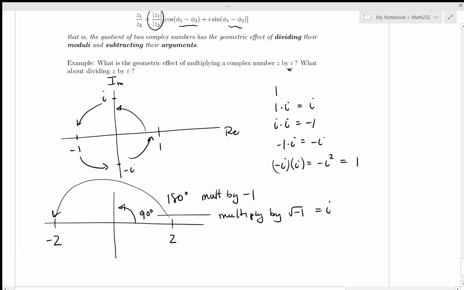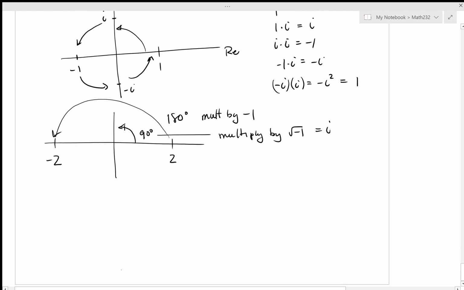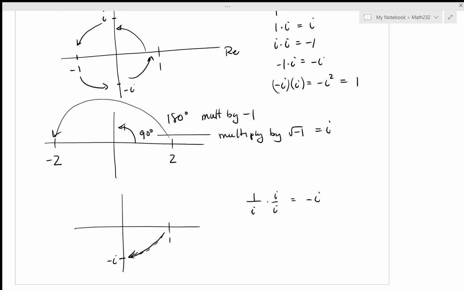If you divide by i, what happens? Let's just try it out. We start here with 1, and we ask what is 1 divided by i. To figure that out, we multiply top and bottom by i, and we get i over i squared, and i squared is minus 1, so this is minus i. So you're going down here like this. It's rotating by 90 as well, but in the opposite direction. That's what you usually anticipate a negative sign to do: the same thing, but in the opposite direction.